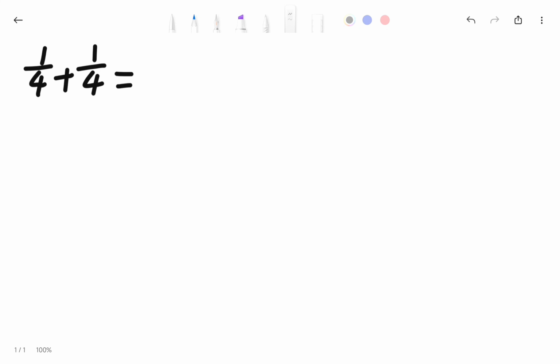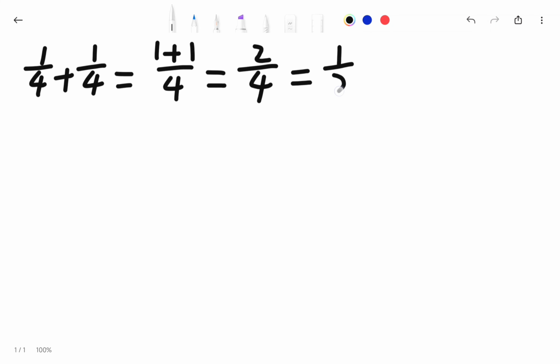First of all, let's have a look at questions where the denominators are the same. As many of you may know, all we need to do is just add or subtract the numerators. And make sure the answer is in its simplest form.